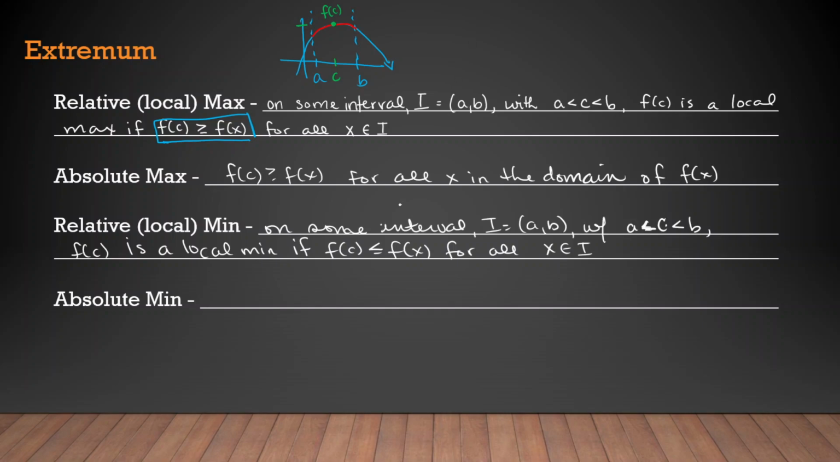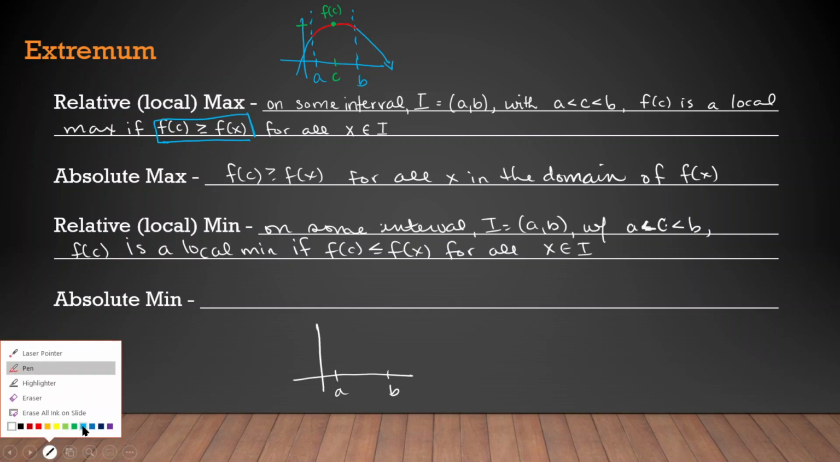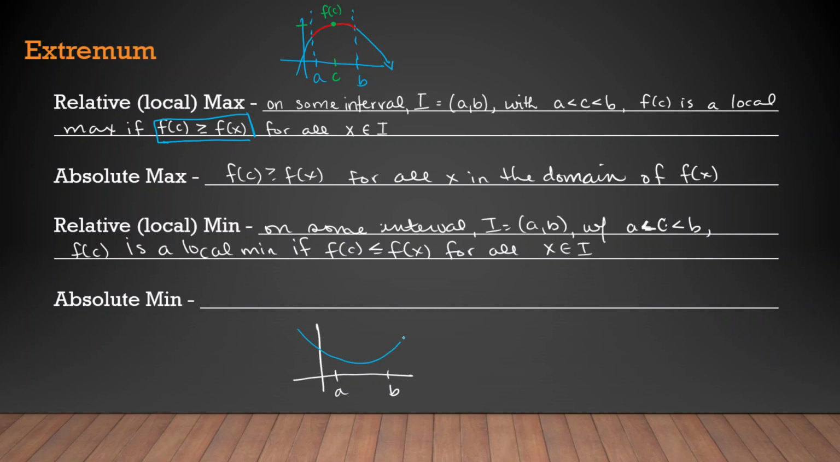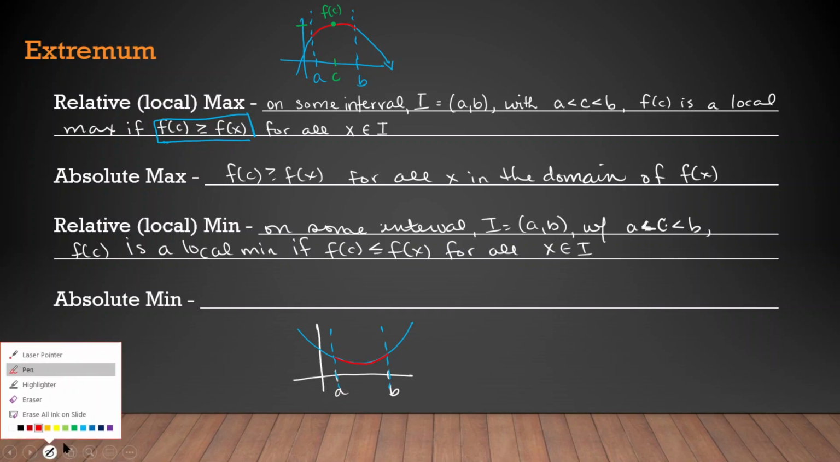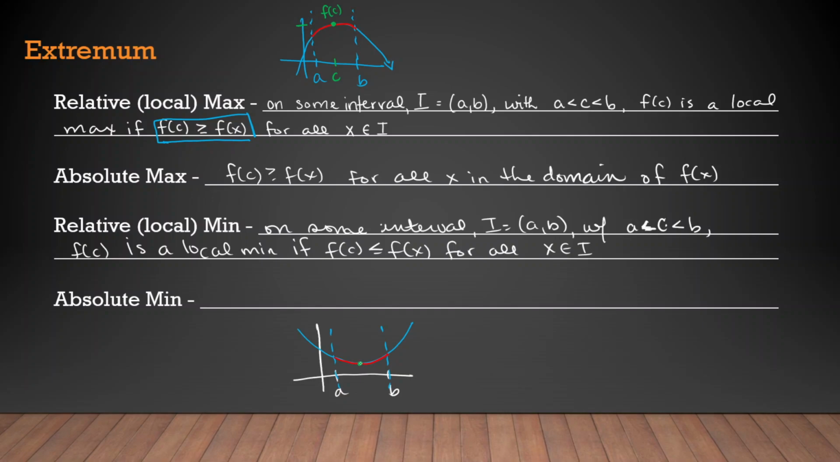So the picture for that one, let's call this A and this B. We might have a curve like this, and I'm only looking at the stuff in between here, only this little piece of the curve. It would have a minimum right here.